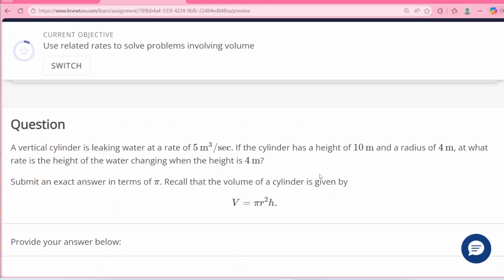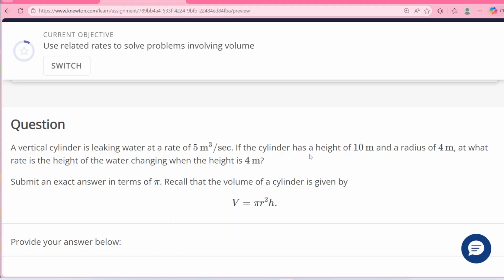All right, so another volume problem. This time it's the volume of a cylinder. Being quite nice again by giving you a formula, instead of having to look up how to find the volume of a cylinder, hopefully recalling what the volume of a cylinder was. So a vertical cylinder is leaking water at a rate of 5 cubic meters per second. So again, this is leaking water. So that means the amount of water in the cylinder is decreasing. So I'm going to use a -5 when I talk about the rate at which the volume is changing.